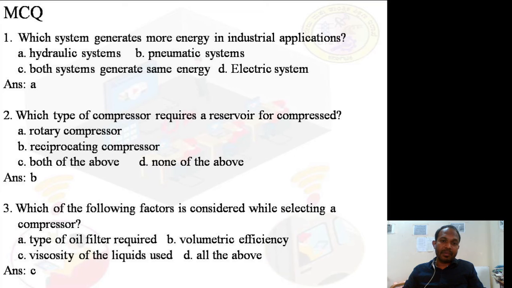Which type of compressor requires a reservoir for compressor? It's a rotary or a reciprocating, both of the above or none of the above. It is only a reciprocating compressor which is being used to compress it.